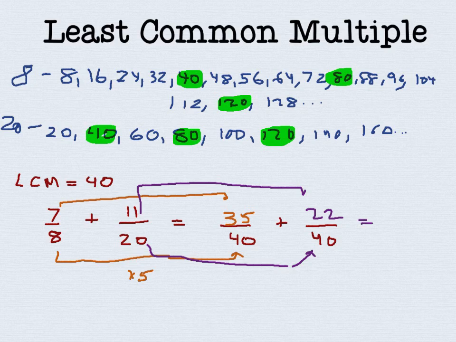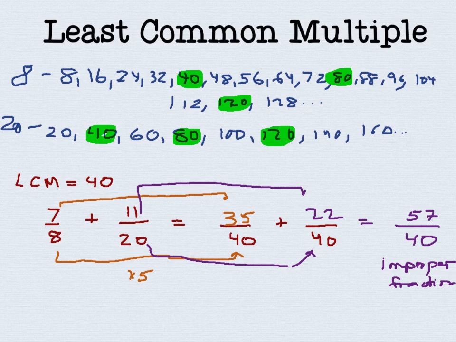If you're going to add these, just as a little precursor to what we're going to do in the next section, keep the denominator and add your numerators. This is going to give you 57 fortieths. And that's written as an improper fraction, which means that the numerator is bigger than the denominator. And we'll do a separate video on how to convert from improper back to proper, or a mixed number, coming up.